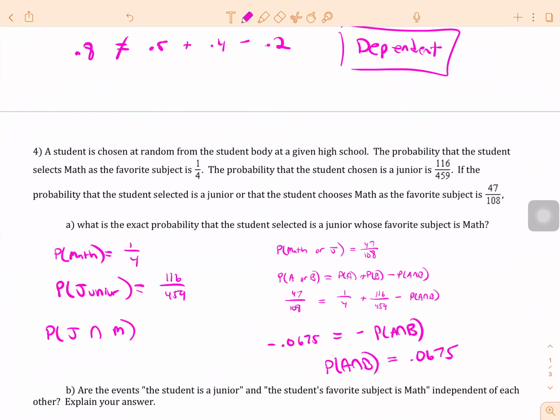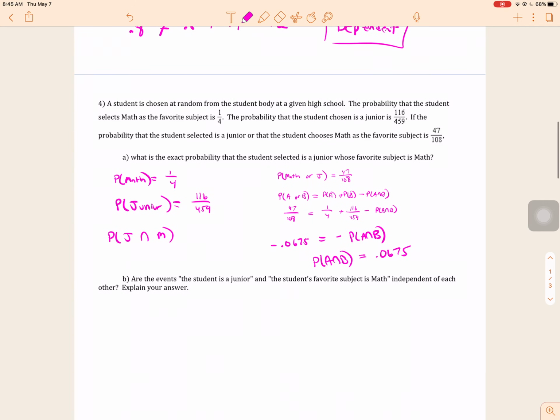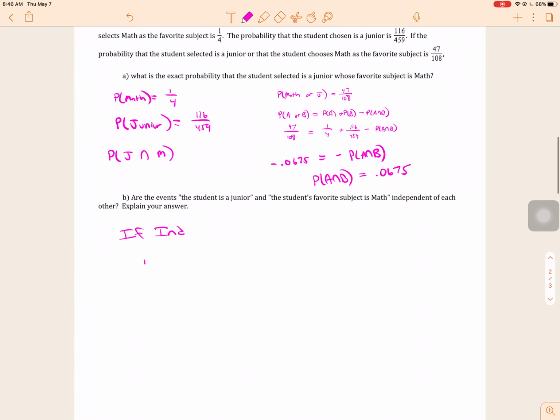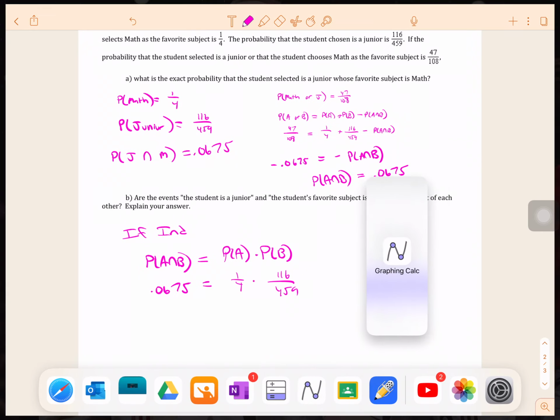Now, part B. Are the events being a junior and favorite subject math independent? Well, remember, if independent, then the probability of A and B should equal the probability of A times the probability of B. Let's test that now. The probability of A and B here, that they're both a junior and like math, is 0.0675. Is 0.0675 equal to the probability that they like math times the probability that they're a junior? Let's just check that and we'll be done with the lesson for today.